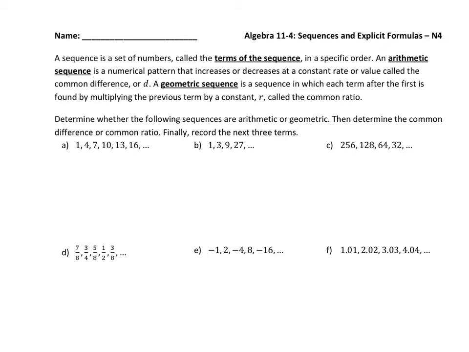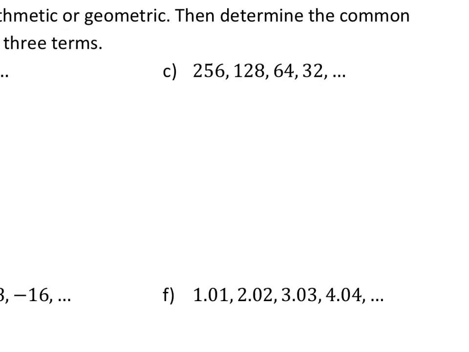Determine whether the following sequences are arithmetic or geometric, then determine the common difference or ratio. Finally, record the next three terms. Okay, let's jump to letter C. 256 to 128 to 64 to 32.